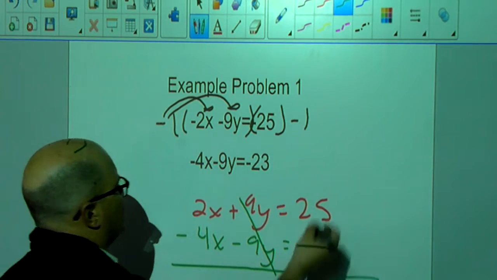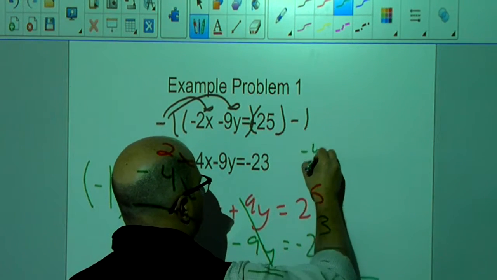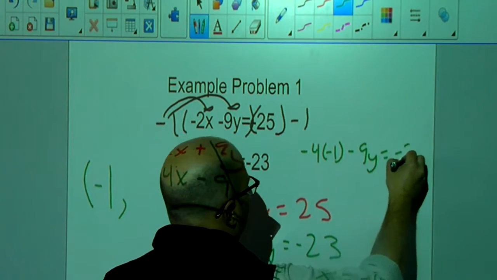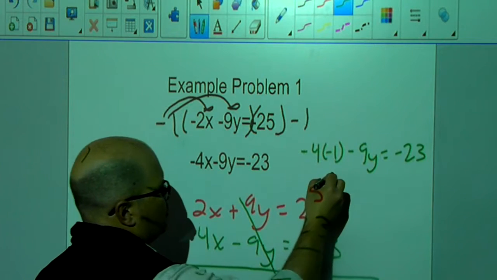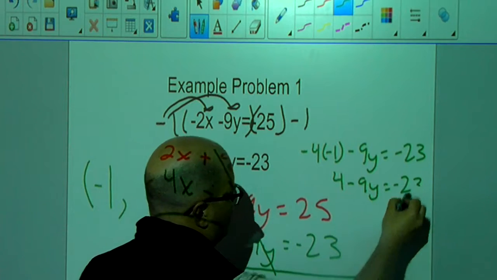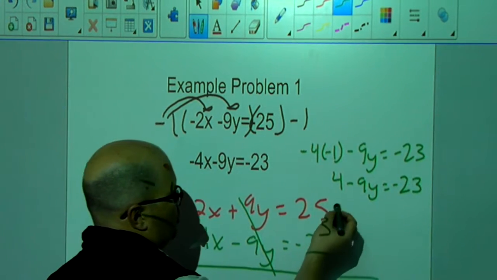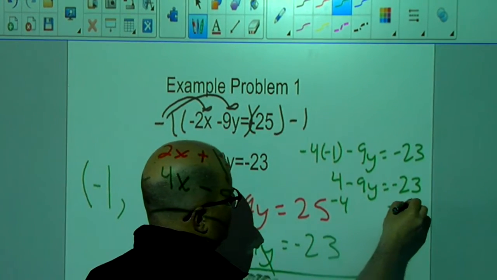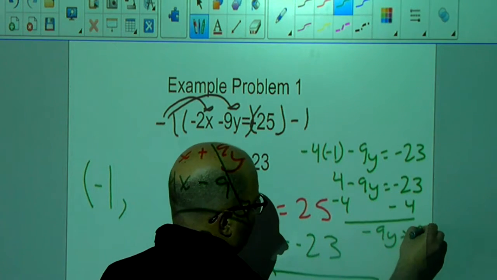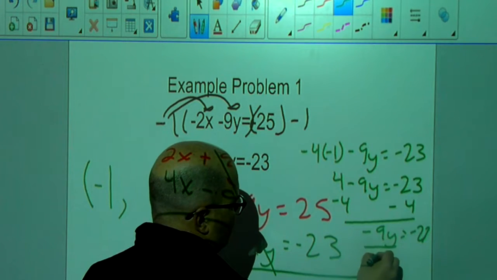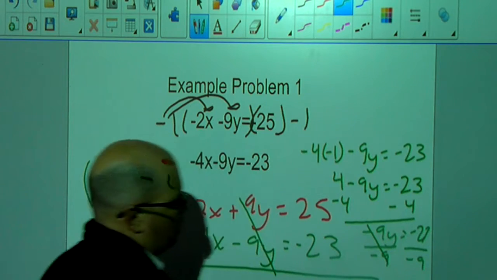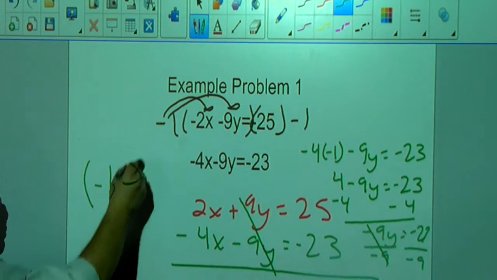Then I would just take that negative 1 and plug it back in to my equation. That becomes 4 minus 9y equals negative 23. I'm going to subtract 4 from both sides. Now I have negative 9y is equal to negative 27. Divide both sides by negative 9. I get y equals 3. So y equals 3 would be my solution.